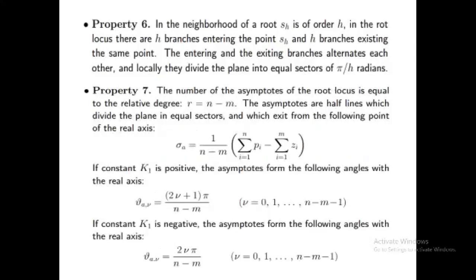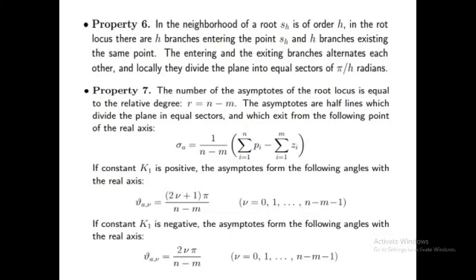There are two more properties. In the neighborhood of the root sh of order h in a root locus, there are h branches entering at the point sh and h branches exiting at the same point. These entering and exiting branches alternate with each other, and locally they divide the plane into equal sectors of pi by h radians.